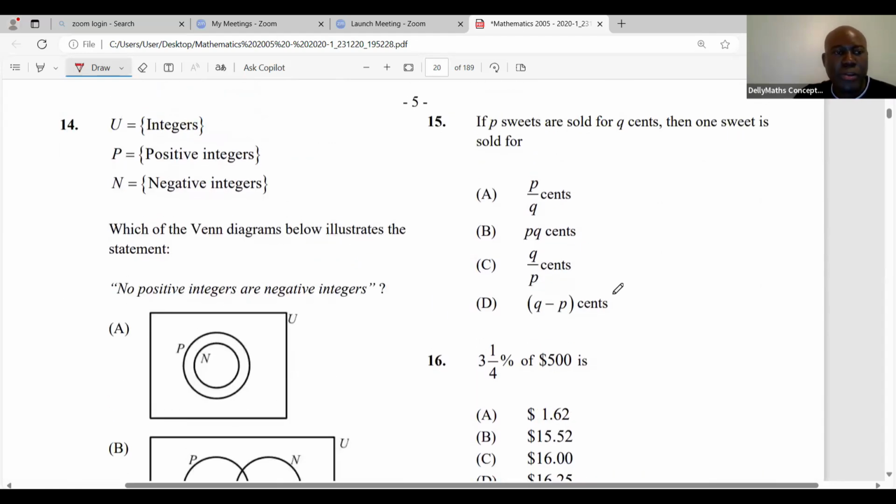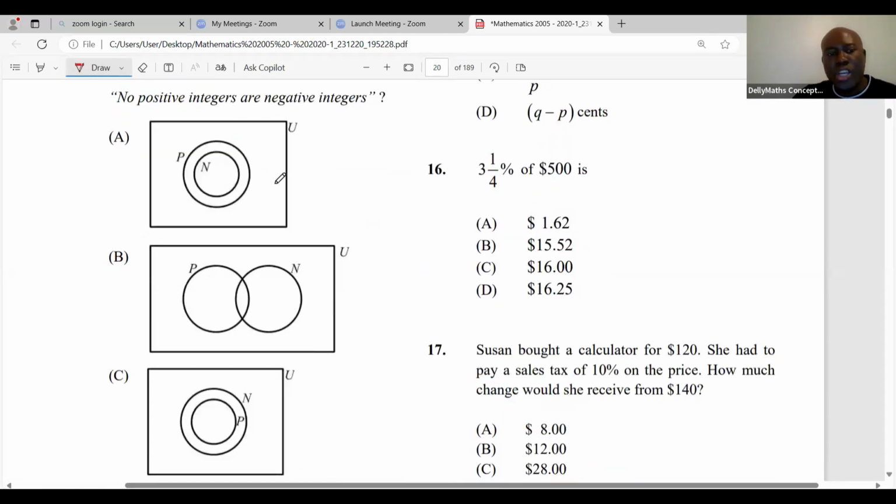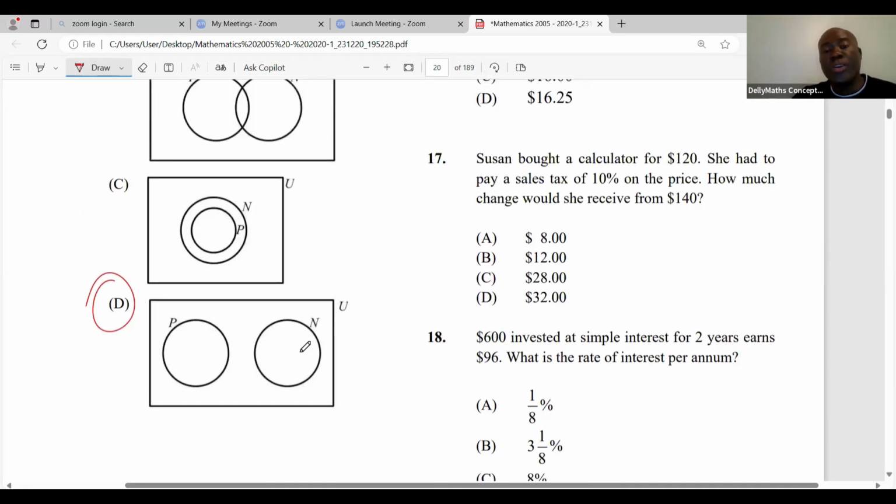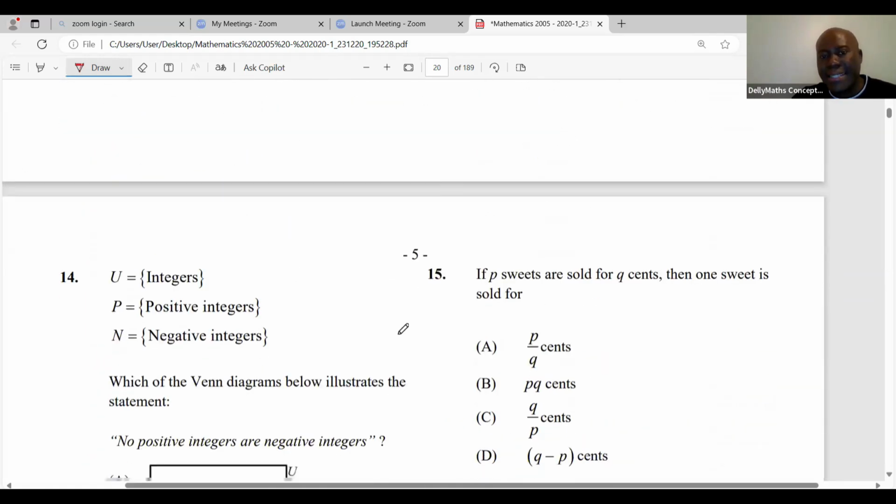Question 14, we're looking at integers. The universal set refers to integers, P is positive, and N is negative. Which of the diagrams below illustrates this? We understand that negative and positive integers do not overlap. They have nothing in common. So we're looking for a disjoint set. The positive numbers and the negative numbers are on two different sides of 0. So 0 splits them, which means that they are disjoint as sets.